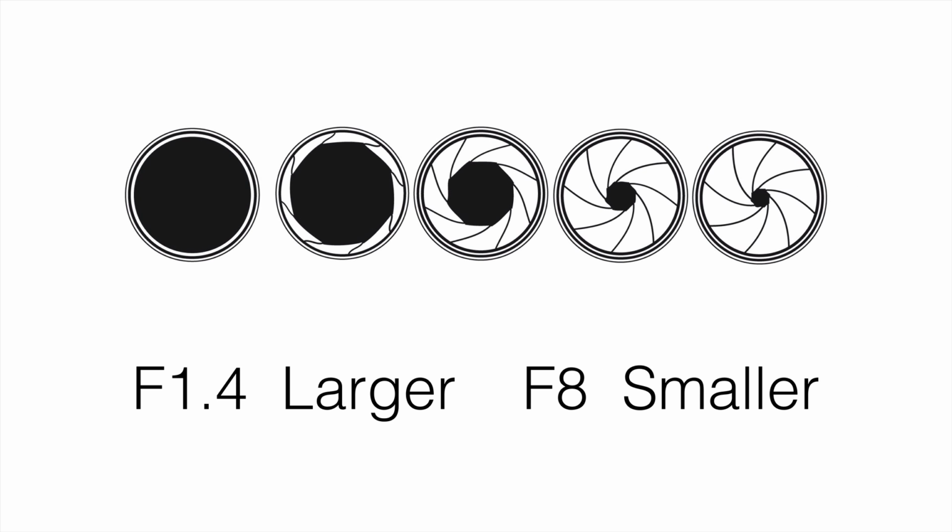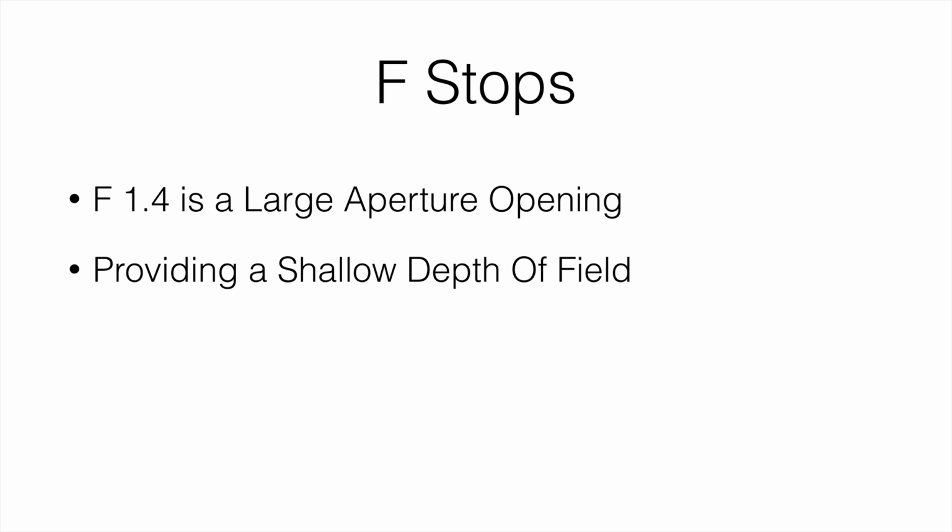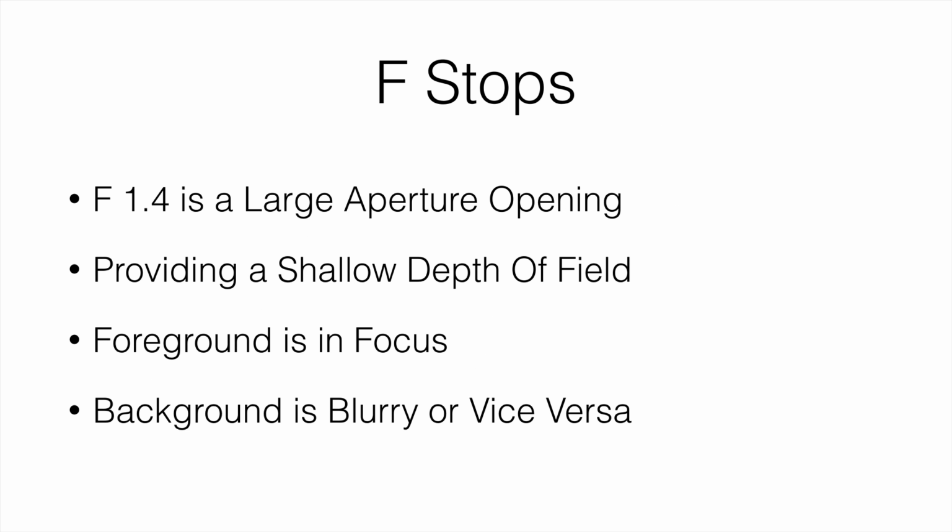Now, aperture and f-stops. On the left, we have f1.4, so it's a larger aperture, and then on the right, we've got f8, so you can see how that looks. Now, with your f-stops, f1.4 is a large aperture opening, providing a shallow depth of field, and your foreground is in focus, but your background is blurry. Now, we have an image coming up that illustrates that.